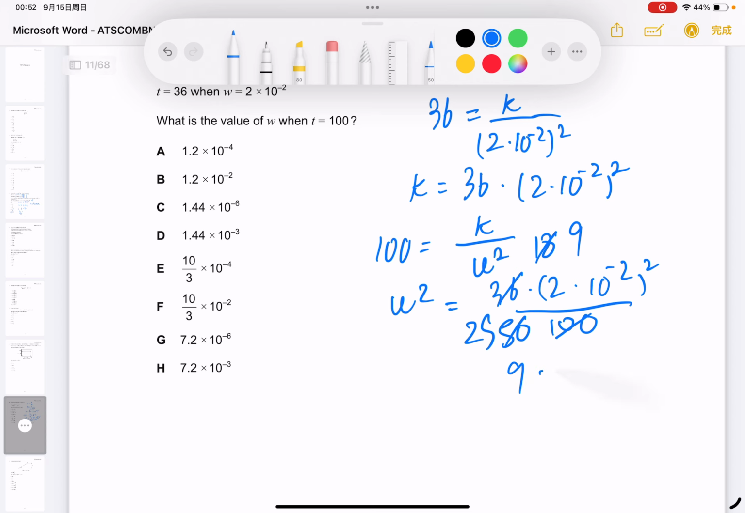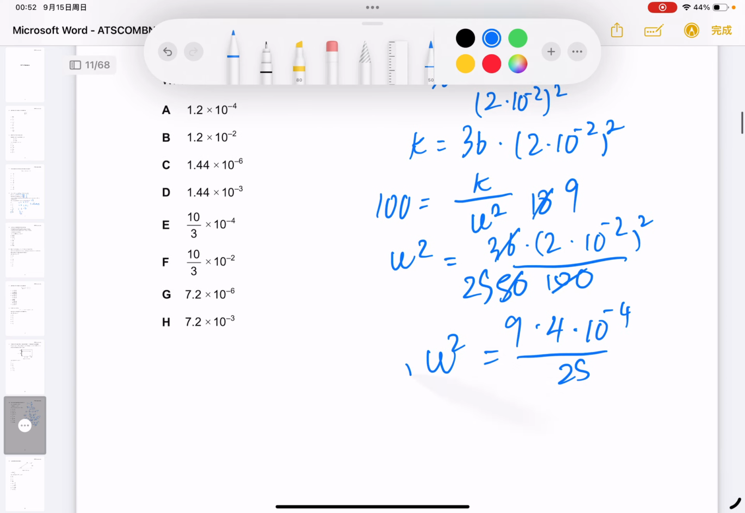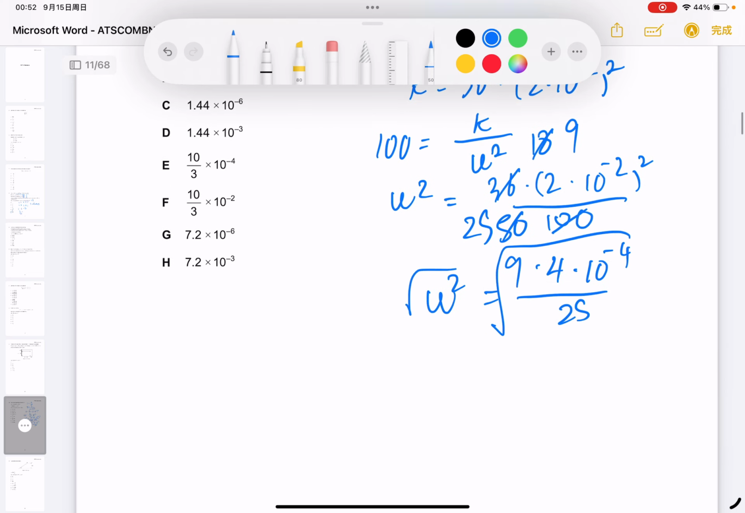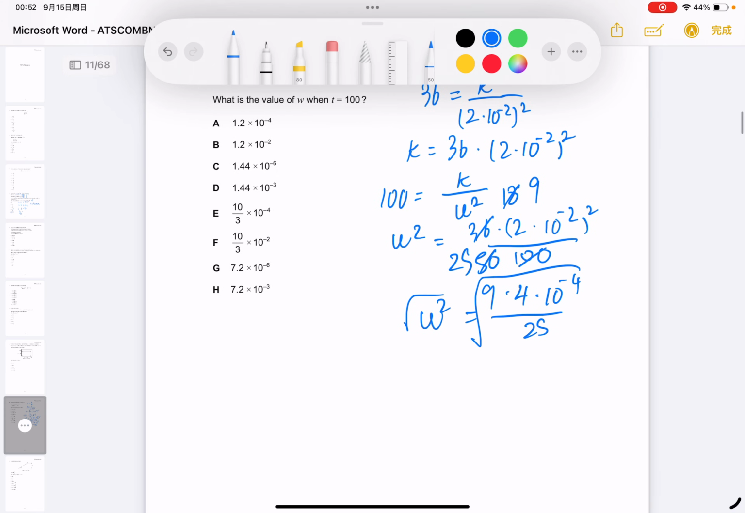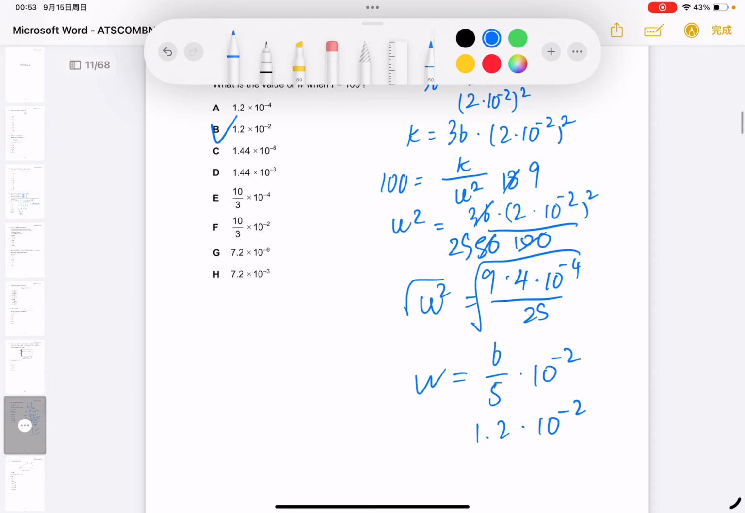And we got something like this, 4 times 10 to the something equals W squared. Take the square root of both sides. And we don't have to consider the negative case because T and W are all positive numbers. So we eventually get 6 over 5 times 10 to the minus 2. That's W, which is 1.2 times 10 to the minus 2. So the answer is B for this case. Now, let's move on.